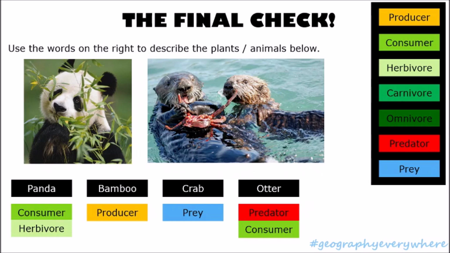The otter is also a consumer because it's eating another animal. And we can say that this otter, even though over here we're just seeing that the otter is eating crab, otters are actually omnivores, so they eat both meat and plants.